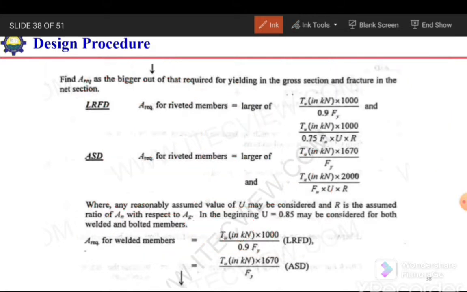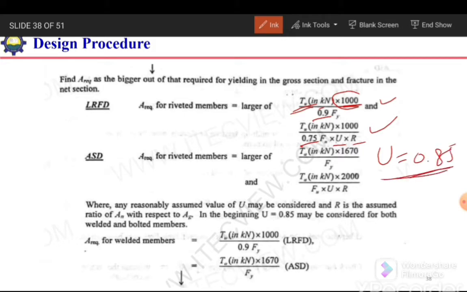So here we have these two equations, this one and this one. Here we will input this T_u in kilonewton, then we need to multiply it with 1000, and phi is 0.9 in case of tension yielding, and in case of tension rupture it is 0.75. And U and R, U is the shear lag factor and R is the ratio of A_n over A_g. Initially we don't have the details of the connection, so we can assume any reasonable value for U. For example, we can assume its value 0.85.